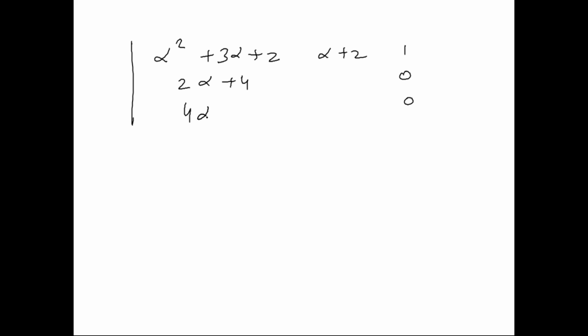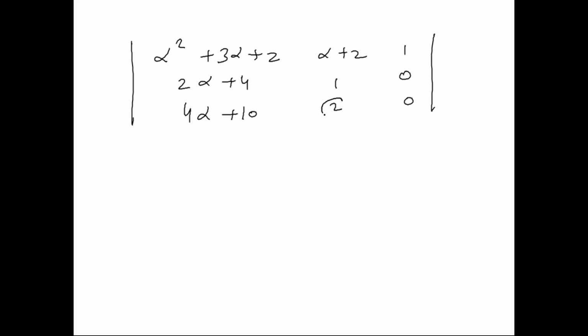Okay, when I apply the operations, what will be formed here? The first row remains as it is, that is alpha square plus 3 alpha plus 2 and alpha plus 2, 1. Here 0 0 is formed, and on the other side it becomes 2 alpha plus 4 and 4 alpha plus 10, and over here it becomes 1 and 2.